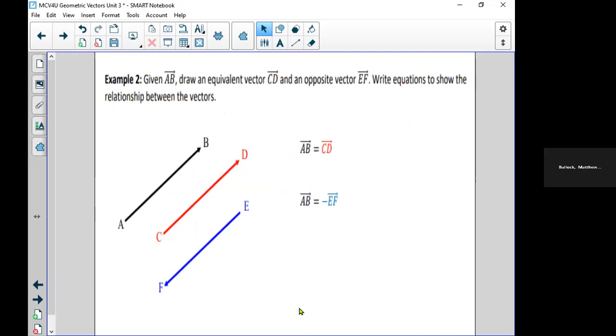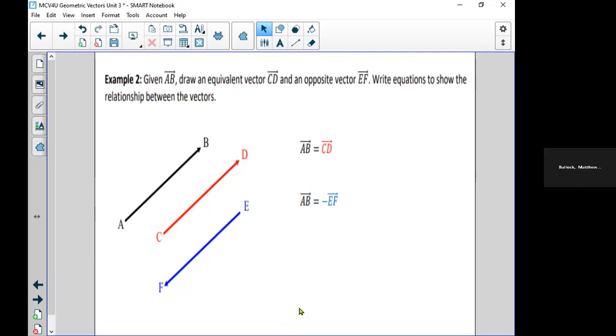Okay, so an example: given vector AB, draw an equivalent vector CD and opposite vector EF. Write the equations to show the relationship between the vectors. So if we're given vector AB to start, an equivalent vector would just have the same magnitude and direction. It can have a different location, it doesn't have to be right on top of each other, right? But as long as the magnitude and direction are the same, then it's an equivalent vector. For an opposite vector, it's going to have the same magnitude, but just the opposite direction if you're drawing it as a sketch. And you'll be doing lots of sketches with vectors, okay?